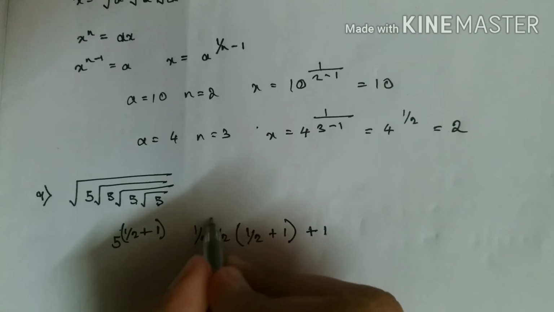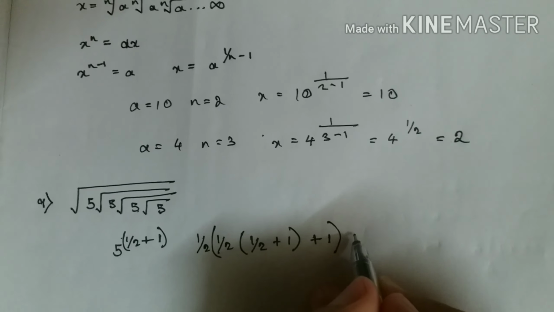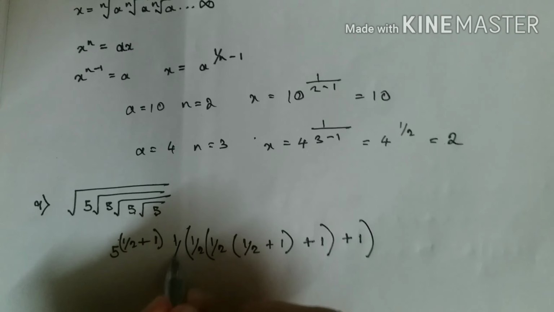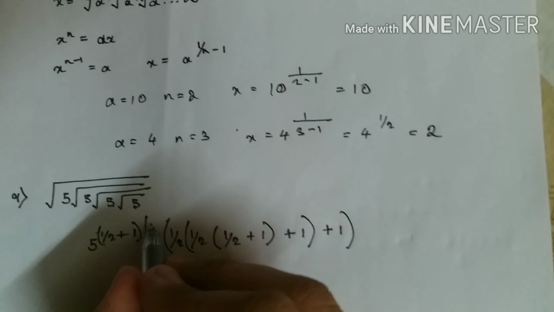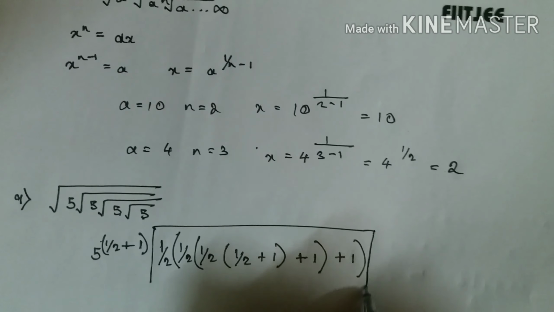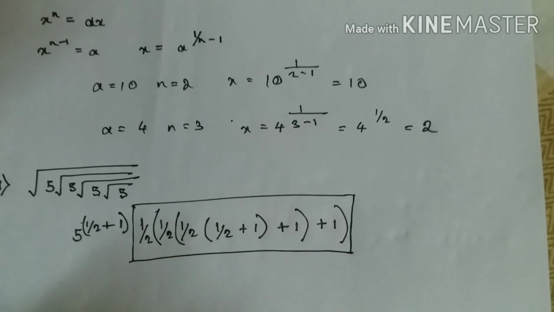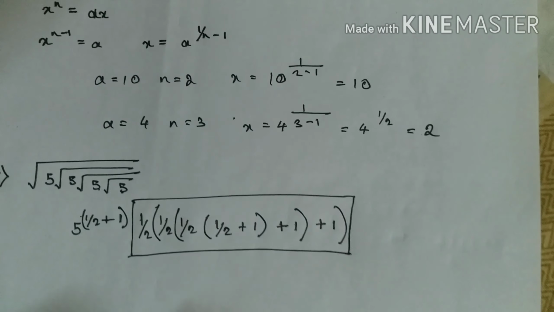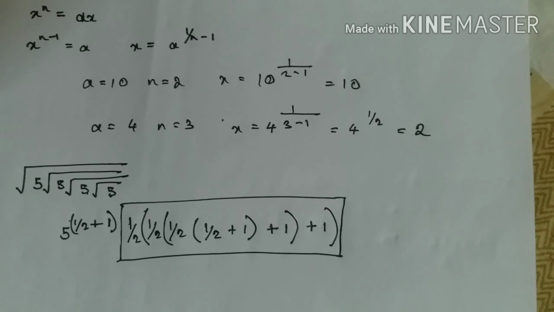Again square root, so again half, and again plus 1, again square root. So this is the total power. Okay, 5 to the power, this will be the answer. Now I will not calculate this properly. I will just try to form a pattern.